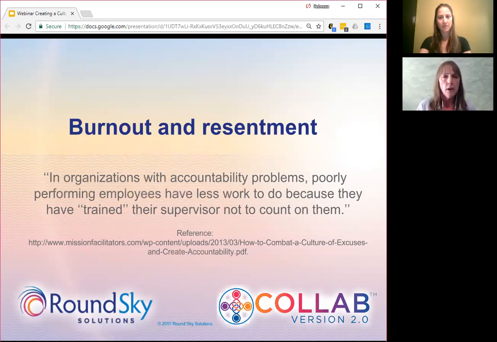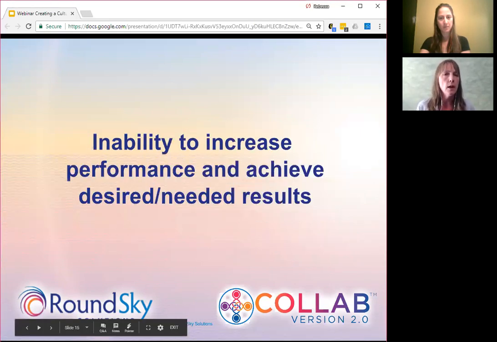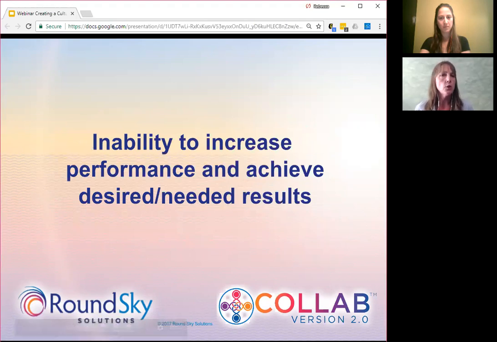So another key symptom is an inability to increase performance and achieve desired or needed results. One manufacturing organization we trained had trouble increasing sales according to plan because the individuals accountable felt unable to put the time into it. They had other priorities that conflicted. So accountability can falter even when expectations are clear due to a lack of clarity on how to prioritize our time. Another one, high turnover and or feeling trapped.